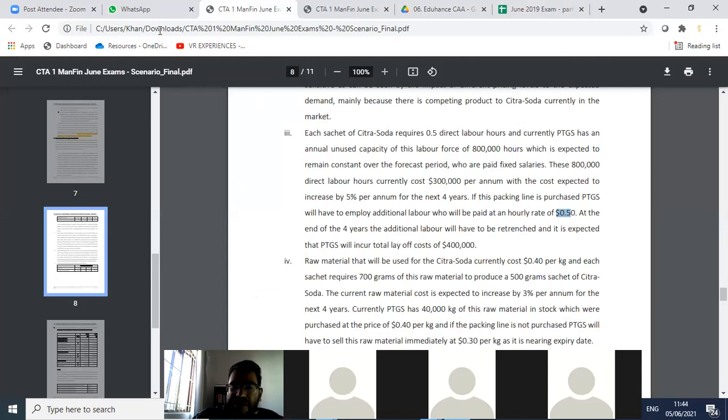The argument would be, although there is additional labor, can you see the scenario? If this packing line is purchased, PTG will have to employ additional labor. They must employ additional labor. They're not saying if additional labor is required, they're saying additional labor will be required. Okay.